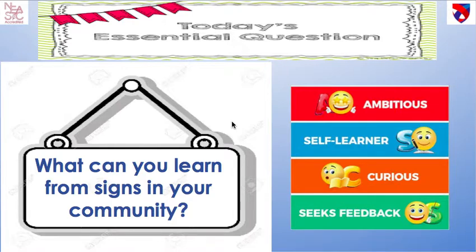So if it says stop, you need to stop there. If it tells it's a grocery shop, then it is a grocery shop. So we will not be misled. Now let's look into the characteristics of a good learner. A good learner has to be ambitious, should be a self-learner, should be curious, and should always seek feedback.